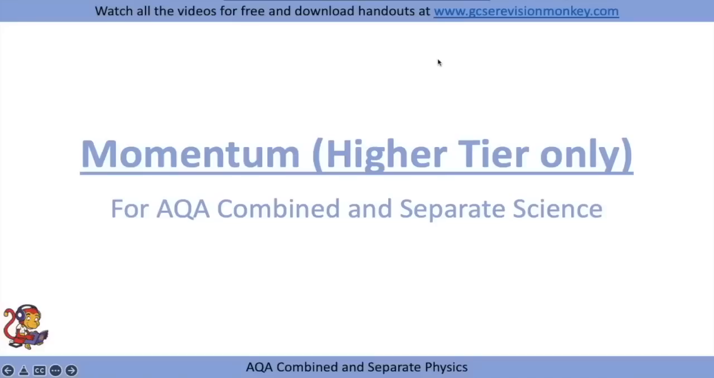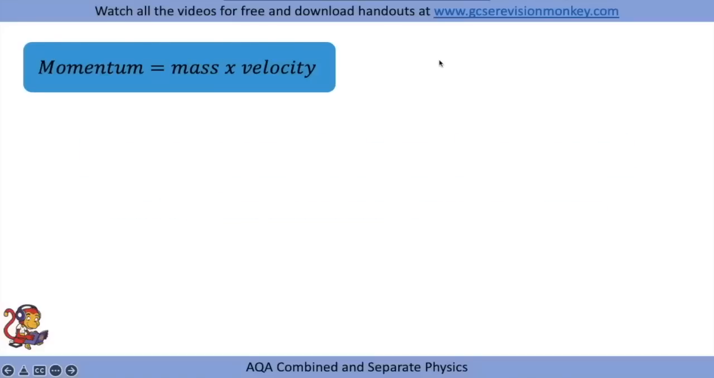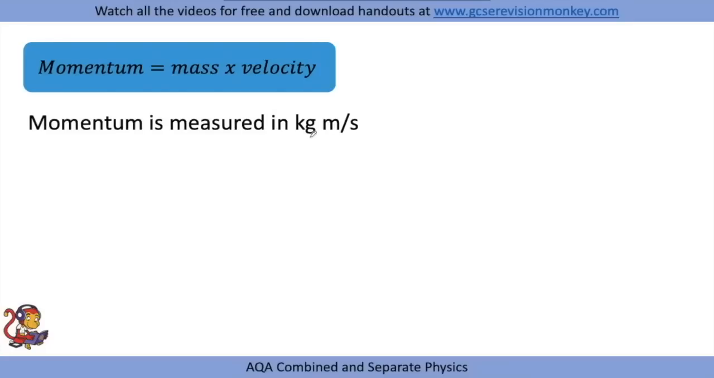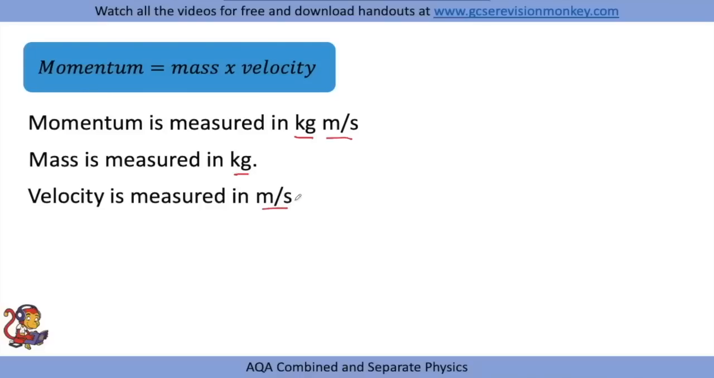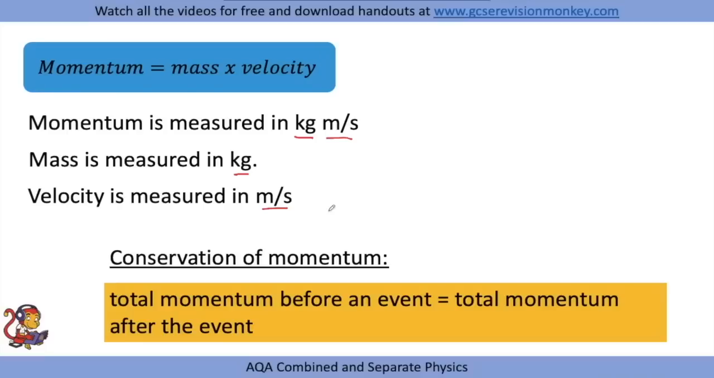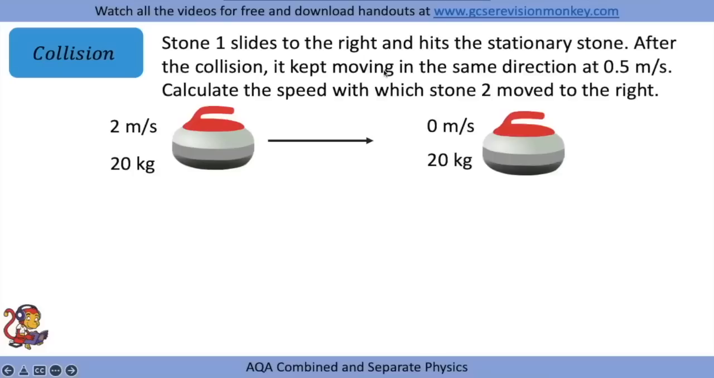Momentum. Momentum is equal to mass times velocity. Momentum is measured in kilogram meters per second, which is the unit for mass multiplied by the unit for velocity. So you just write the two next to each other. Mass is measured in kilograms and velocity is measured in meters per second. The conservation of momentum says that the total momentum before an event is equal to the total momentum after the event.